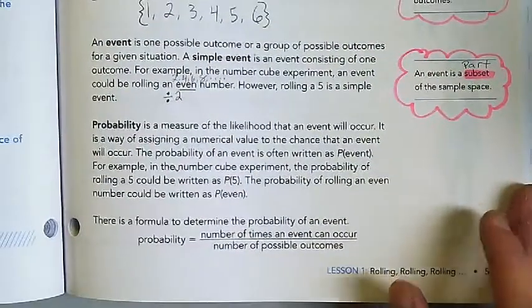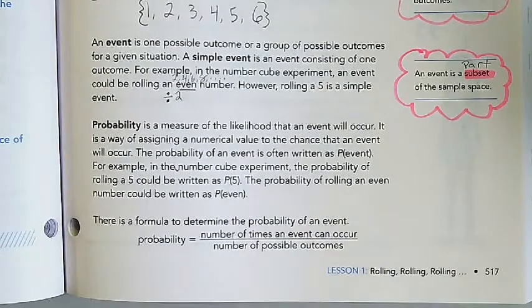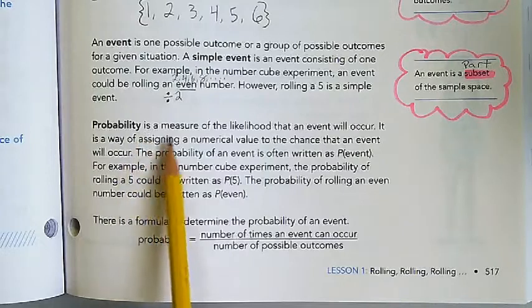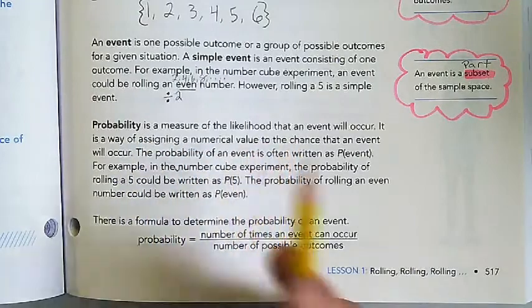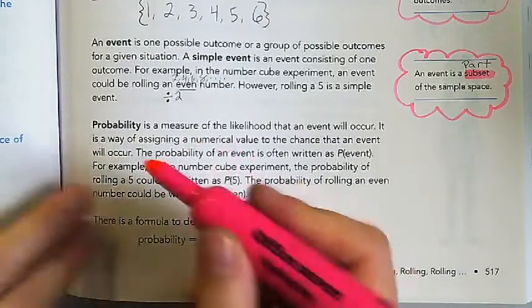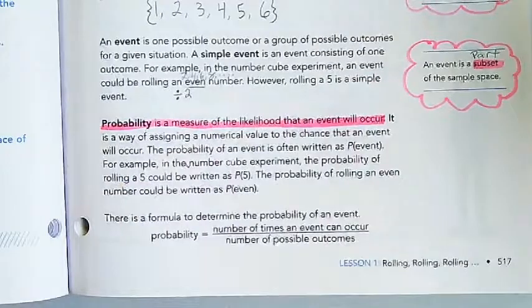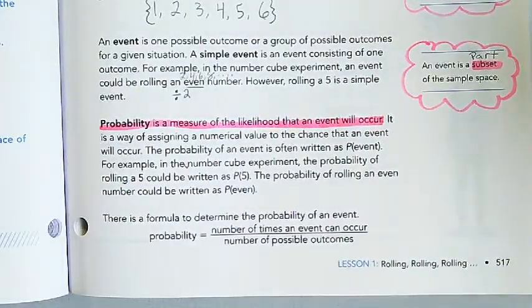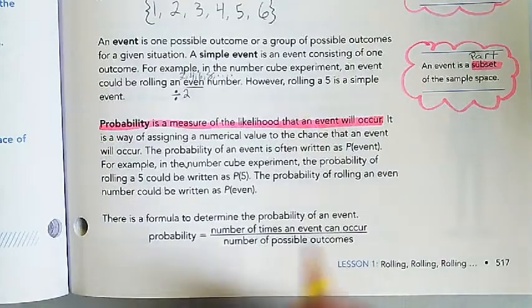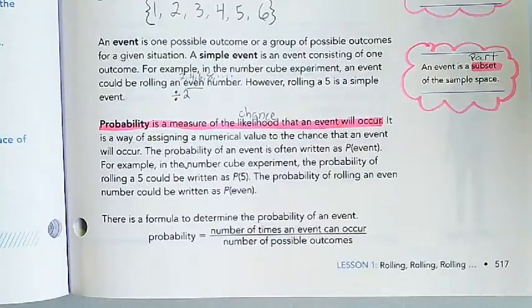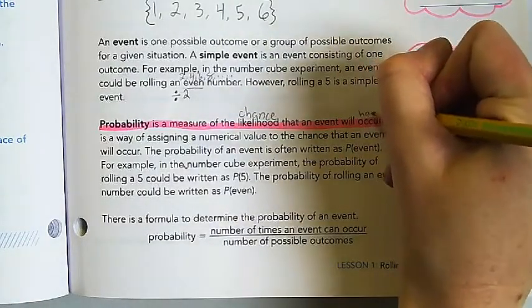So, next paragraph. Go ahead. You can read. Probability is a measure of the likelihood that an event will occur. Pause. So, underline this sentence. Probability is a measure of the likelihood that an event will occur. Likelihood just means the chance. Probability is the measure of the chance that an event will happen. Occur just means happen.